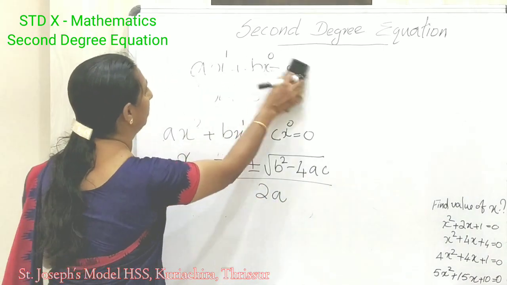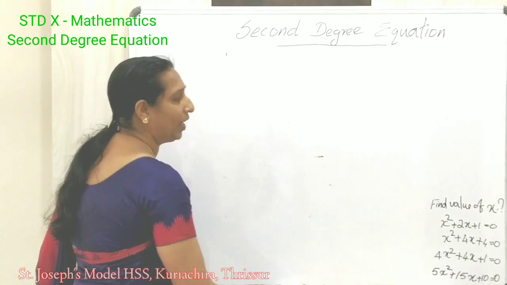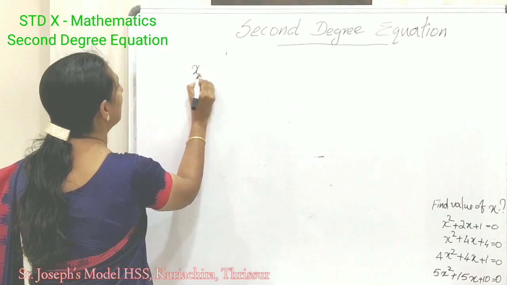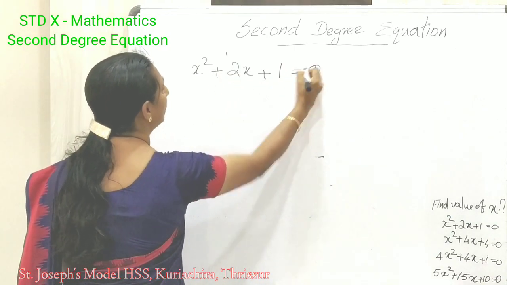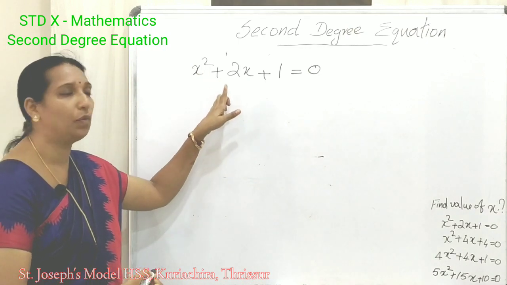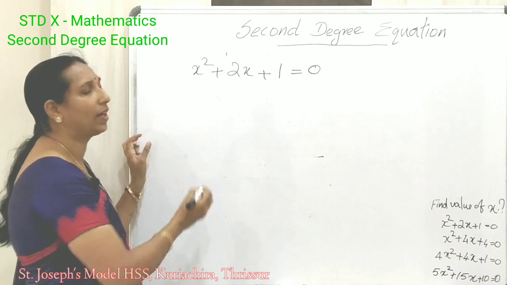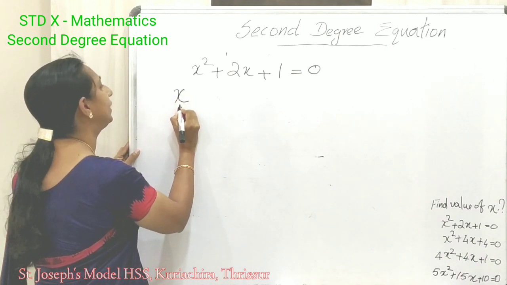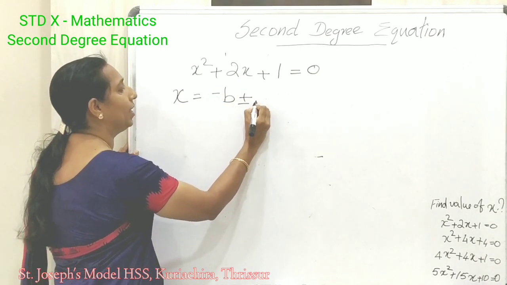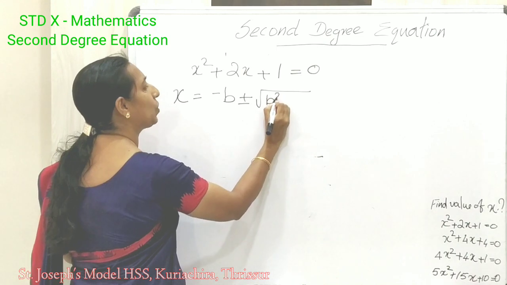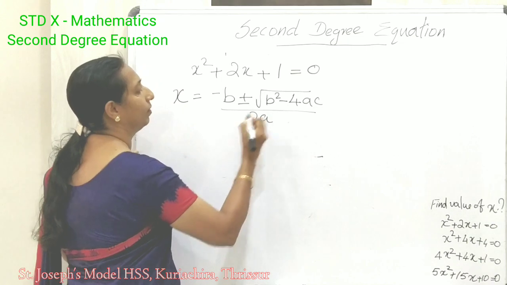Here first question. What is the value of x in x square plus 2x plus 1 is equal to 0? x square plus 2x plus 1 is equal to 0. Find the value of x. Firstly you write formula for finding out x. x is equal to minus b plus or minus root of b square minus 4ac all divided by 2a.